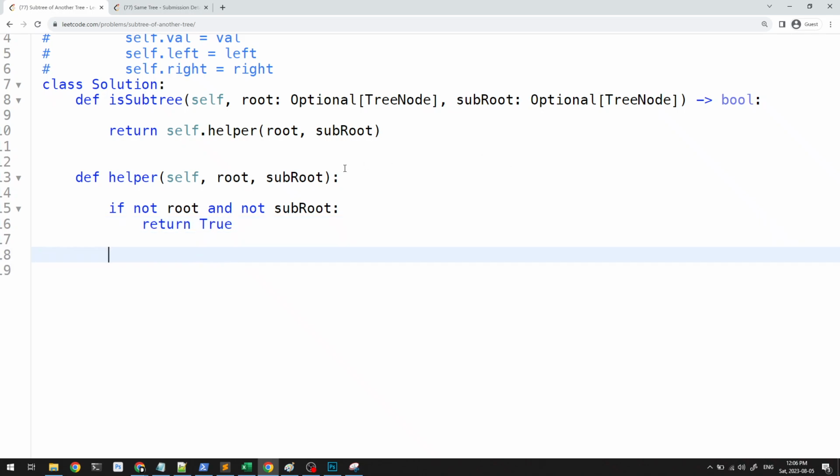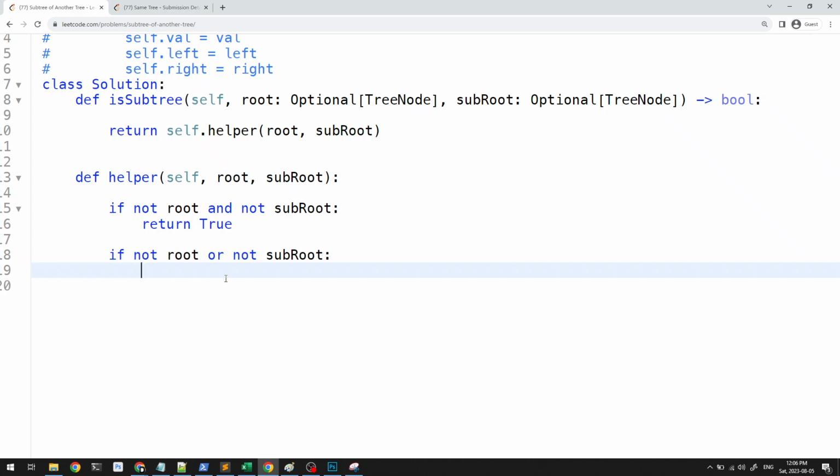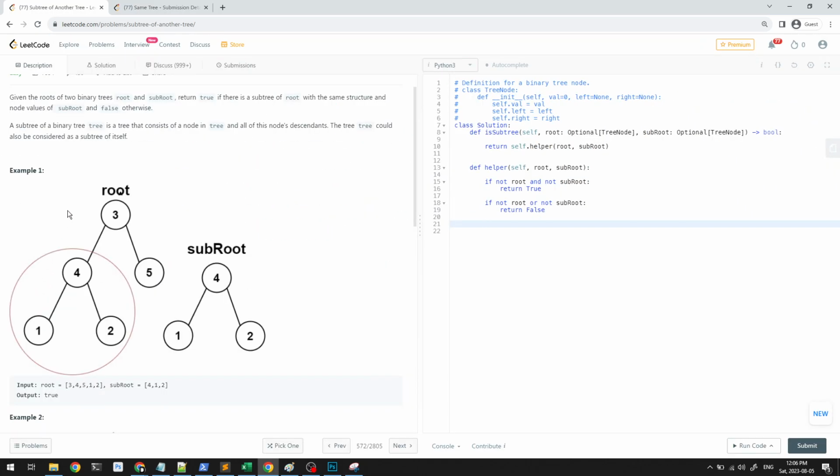Okay, what about the case where one of them is None but the other one isn't? Well, in this case, we can't have a subtree, right? Because one of the trees is None, so it doesn't really make sense. We can do something like if not root or not subroot. This checks if one of them is None but the other one isn't. If this is the case, then we can return false. Okay, so now what do we have? Well, now we know that we have a tree such that both of the roots exist: the root exists and the subroot exists.